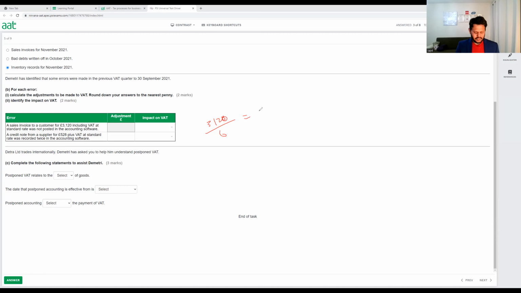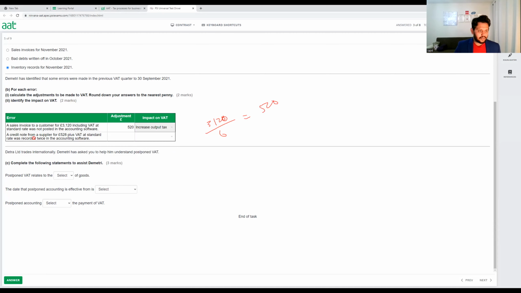So 3120 divided by 6, and that gives me 520. So this 520 will increase the output tax, 520, because I did not post it. I forgot to enter one invoice. So that means I didn't pay the right amount of VAT, so I need to pay. So increase the output tax.